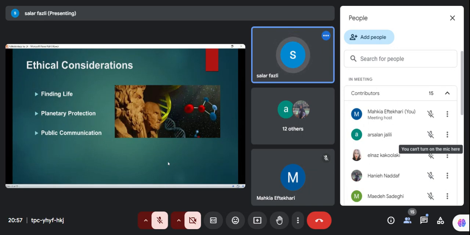How we communicate discoveries of extraterrestrial life is crucial, which is public communication. Misinformation or sensationalism can lead to public panic or misunderstanding. Scientists must strive to communicate findings accurately and responsibly, fostering public interest while maintaining scientific integrity. These ethical considerations are essential as we move forward in our exploration of the universe.